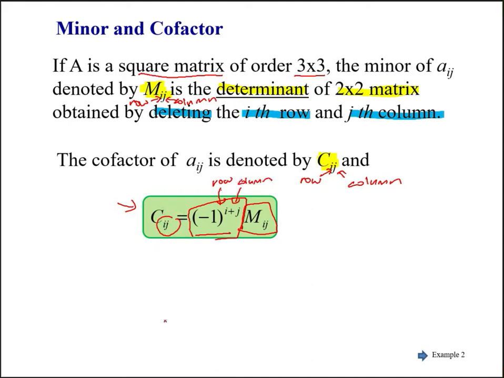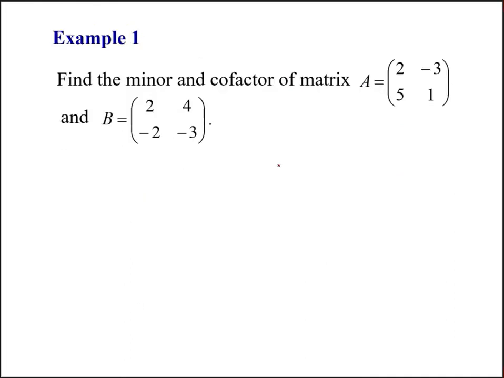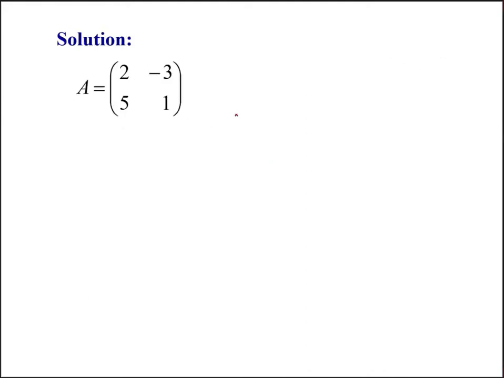To understand this in depth, we look at the examples. The definition was talking about the minors and cofactors of a 3 by 3 matrix. What about if the matrix is a 2 by 2? How to find the minor and cofactors? Same method applies, which is deleting the ith row and the jth column.